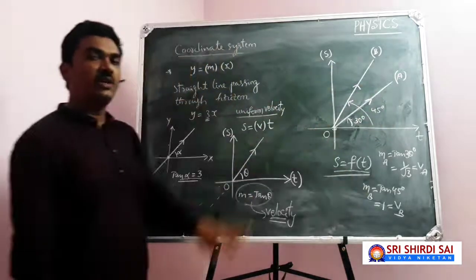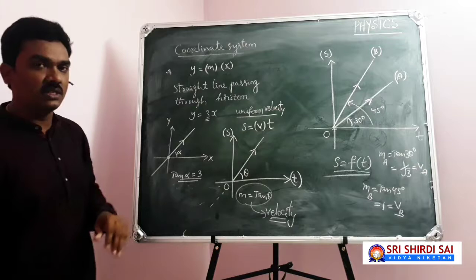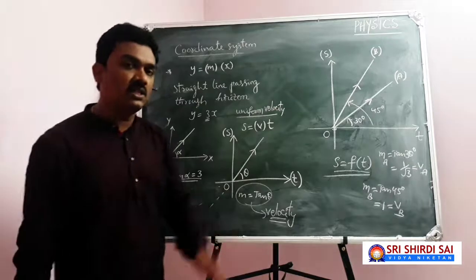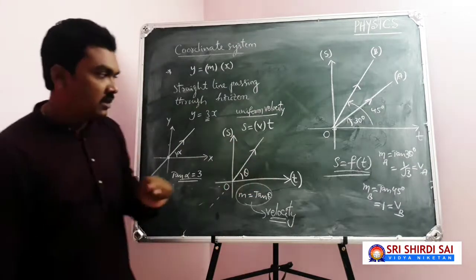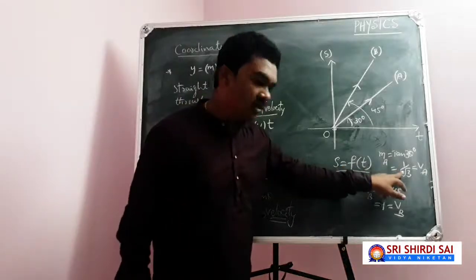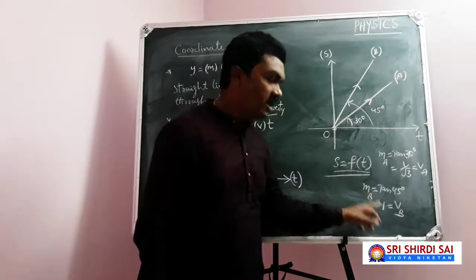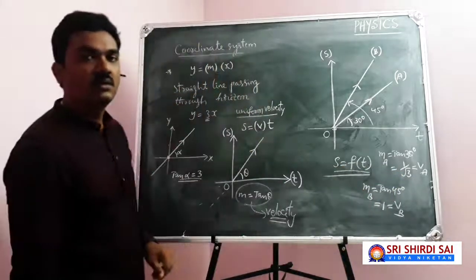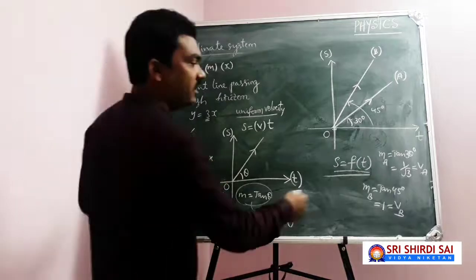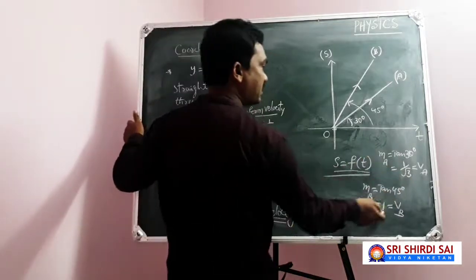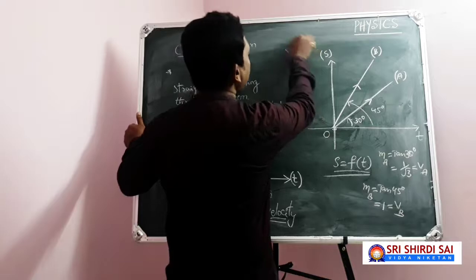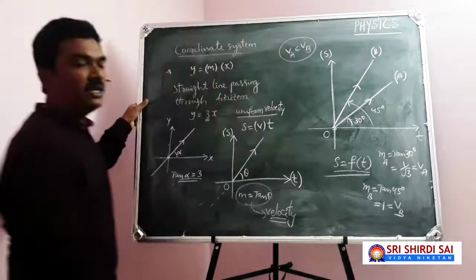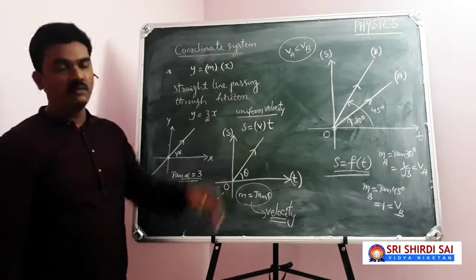So the velocities of A and B are constants. A moving with constant velocity, B moving with constant velocity. But the velocity of A is 1 by root 3 and the velocity of B is 1. So you can expect easily this is 1 by root 3, this is 1. So that VA is less than VB, which means the speed of B is more than that of A.